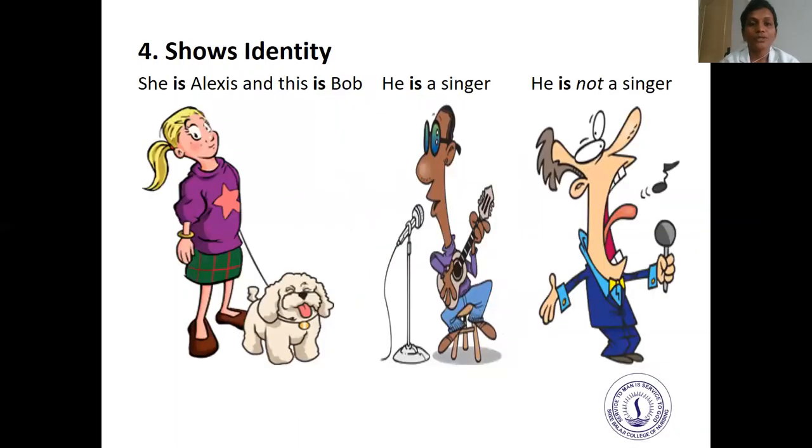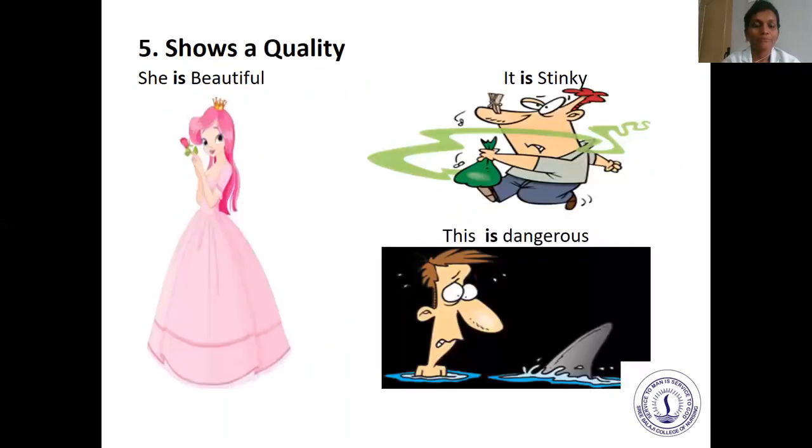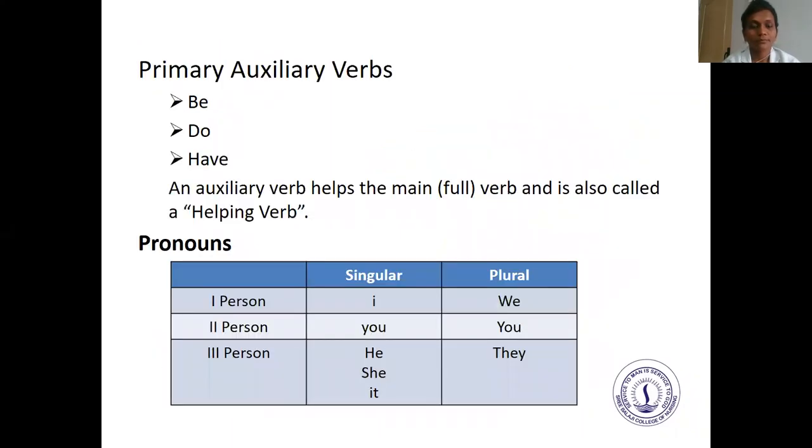And when you want to show identity, like she is Alexis and this is Bob. He is a singer. He is not a singer. I am a teacher. So when you want to show your identity, you will use the be form of the verb. The be form of the verb is also used to show a quality. She is beautiful. It is stinky. This is dangerous.